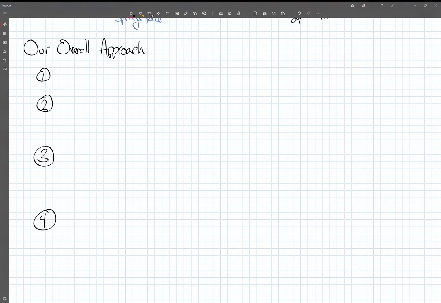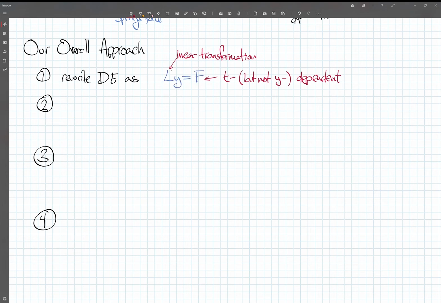So there are basically 4 steps here. The first one is going to be to rewrite the differential equation in the form L of y equals f. Here, L of y is what's called a linear transformation or a linear operator. It's going to take in a function and spit out a function in a linear way. We know what that means. And then the right-hand side, f, is going to have all of our t dependency. So it's not going to have any y dependency. There are no y's allowed on the right-hand side, but f can depend on t, so it can change over time.